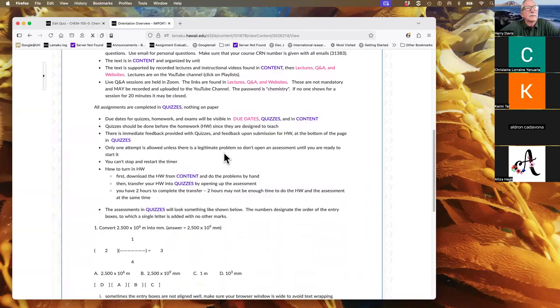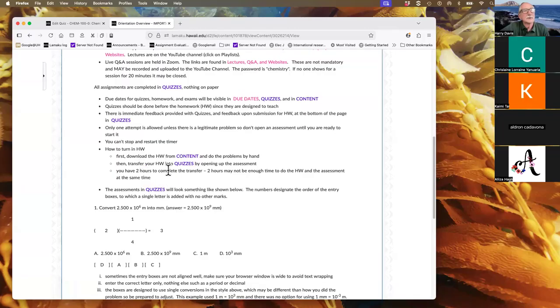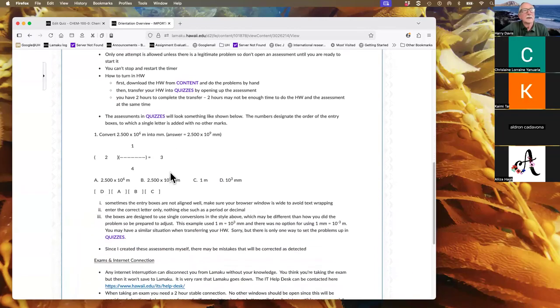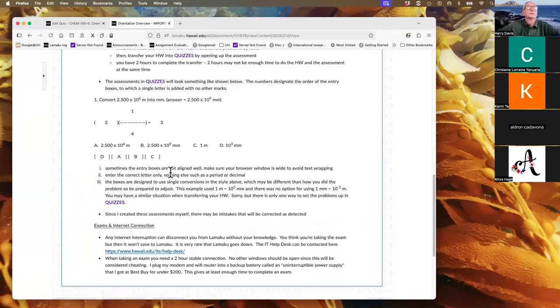Okay. All the assignments are completed in quizzes. There's nothing on paper. And except for quiz 0, which I added last semester, I think I give you 3 attempts for that. That's just teaching you how to input numbers into the quiz format. But otherwise, you have only 1 attempt. And once you start the timer, you can't stop it and you can't restart it. Here's how to turn in the homework. And the quizzes will look something like this.